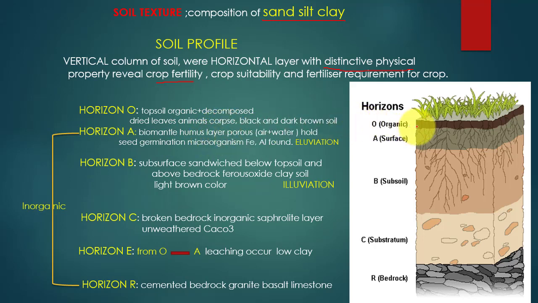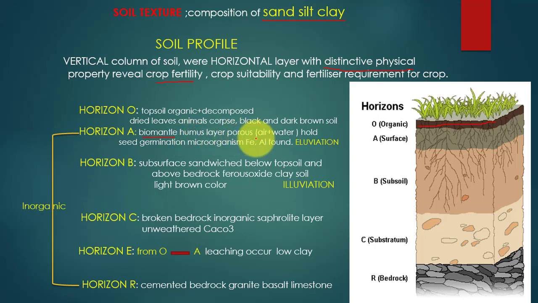Now this is the organic layer. You can see here it is a dark black-brown soil. Now A, surface soil, is known as horizon A. Biomental here means bioturbation. Bioturbation is a term where water and unconsolidated sediment mix together, and in this layer living organisms get disturbed and start reworking. This layer is also known as the humus layer.